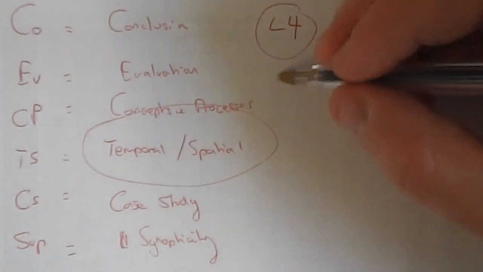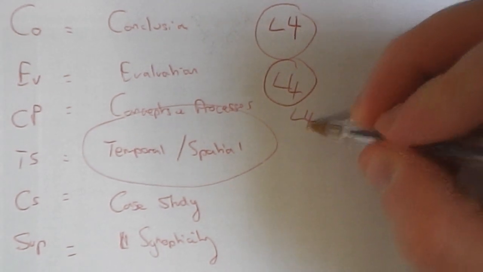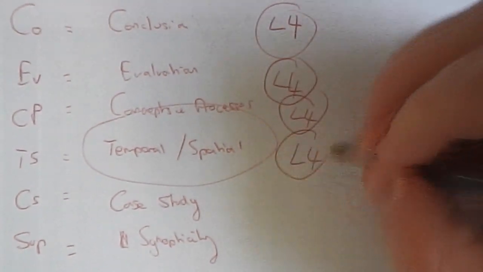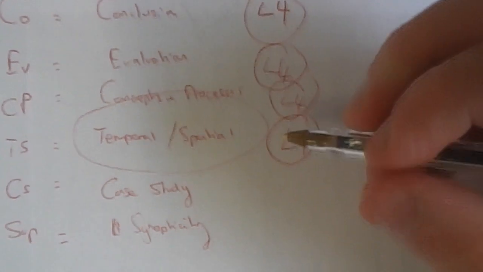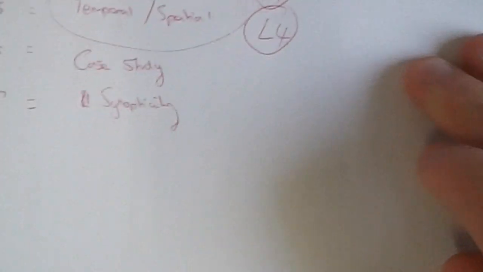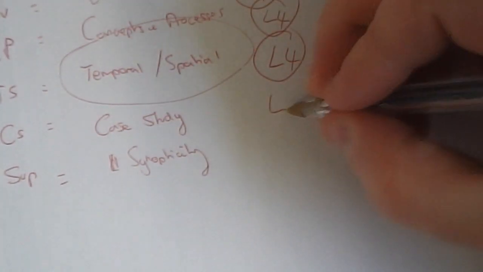Evaluation, did they weigh it throughout? Go back to the question. Yes, that was detailed. Concepts and processes, was that detailed? Yes. Lots of detail with links to temporal and spatial scale. Case study, were there enough facts in there to make it detailed? I think yes, so level 4.